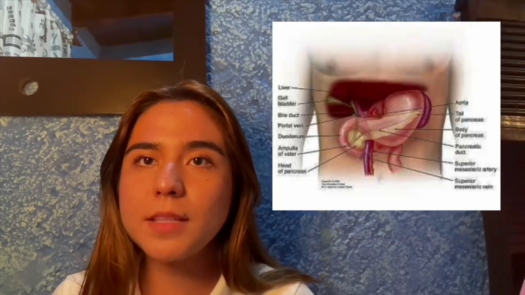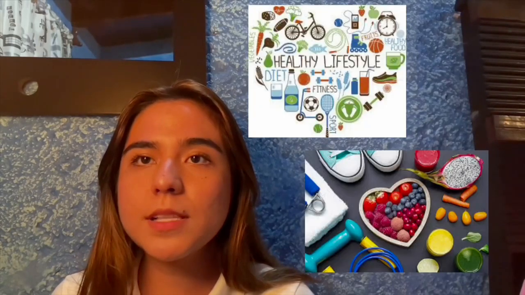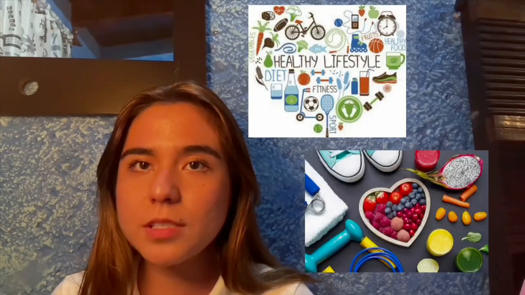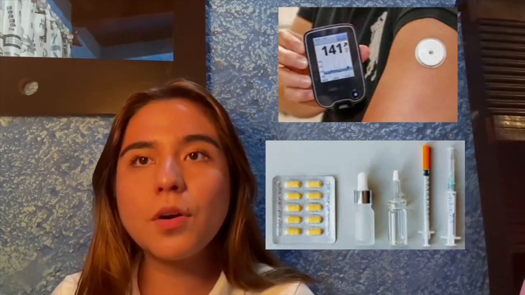For some people with type 1 diabetes, pancreas transplant or islet cell transplant may be an option. The treatment of type 2 diabetes mostly involves lifestyle changes, monitoring of your blood sugar, along with oral diabetes drugs, insulin, or both. Well, we've reached the end of the video.